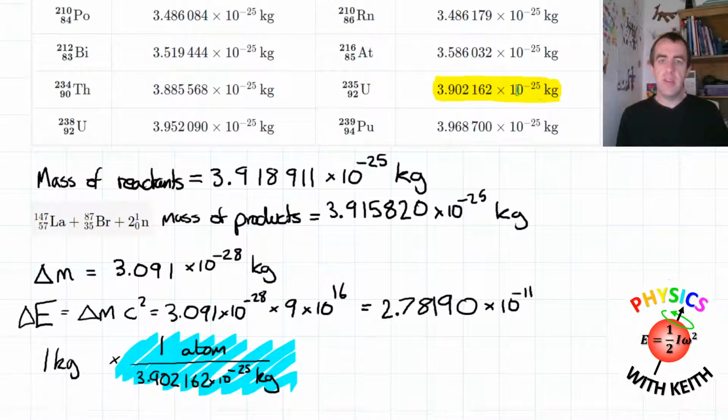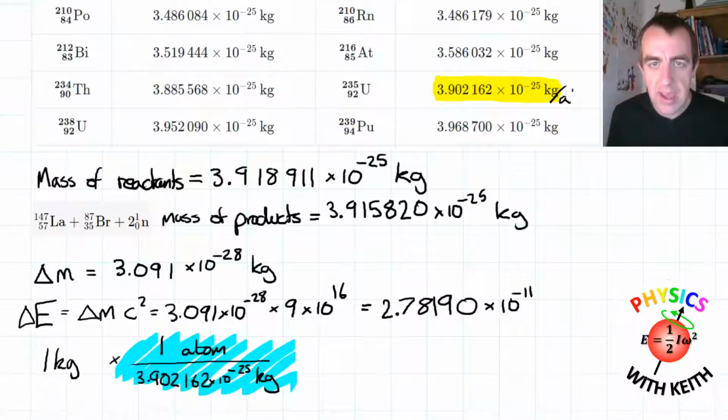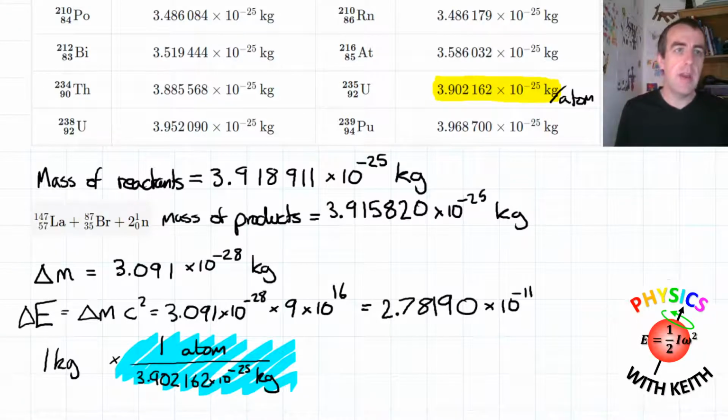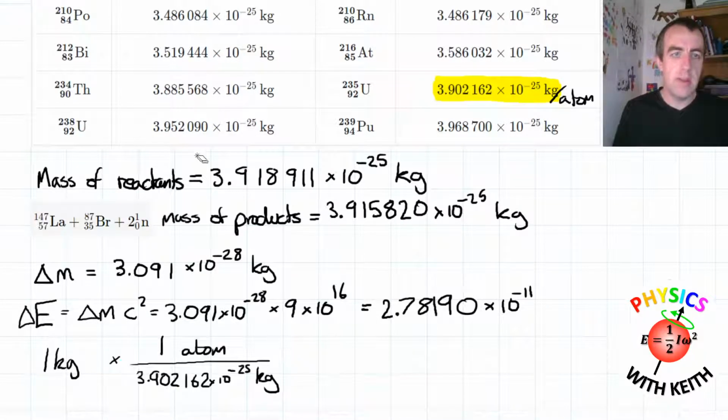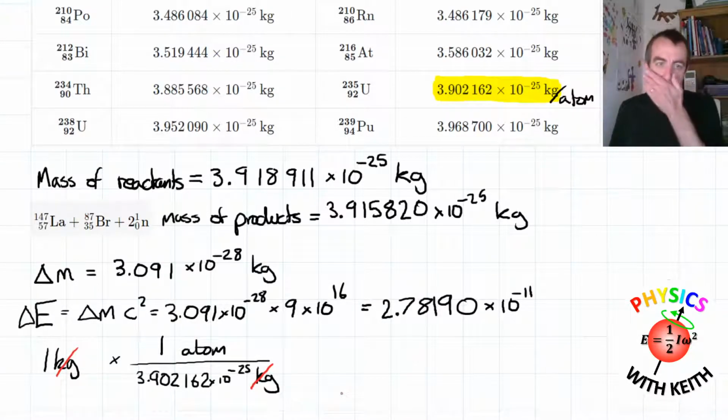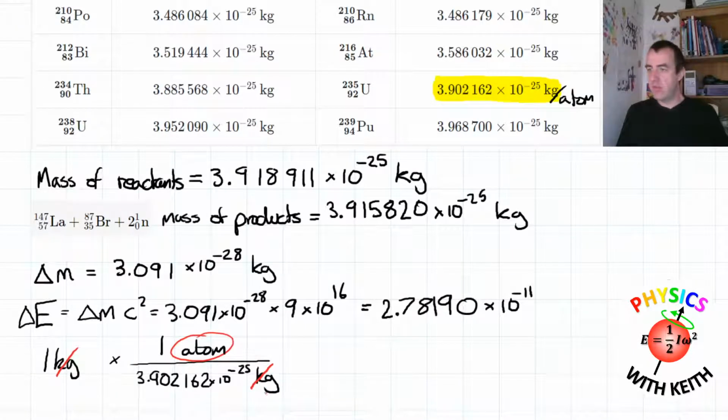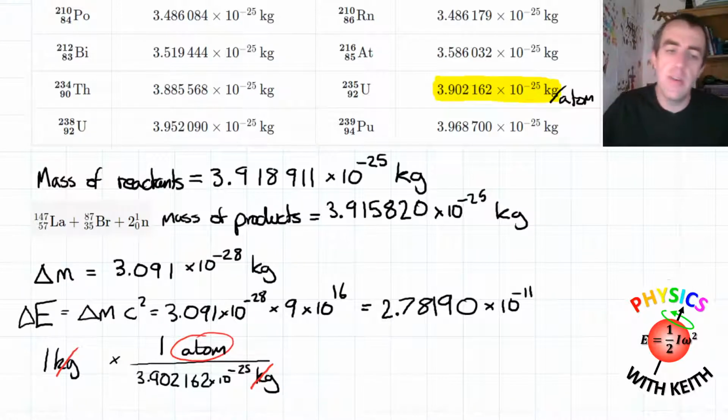3.902162 times 10 to the negative 25 kilograms. The unit of that could have been written as kilograms per atom, which is equivalent to this number on the top divided by 1 atom, but I've written it the other way up. The reason I've done that is because this allows me to cancel the kilograms, and what I'm left with as a unit is atoms. Okay, so if I know how many atoms there are in a kilogram, which I'll find out from doing this, I can then multiply it by the energy per atom to find the total energy.